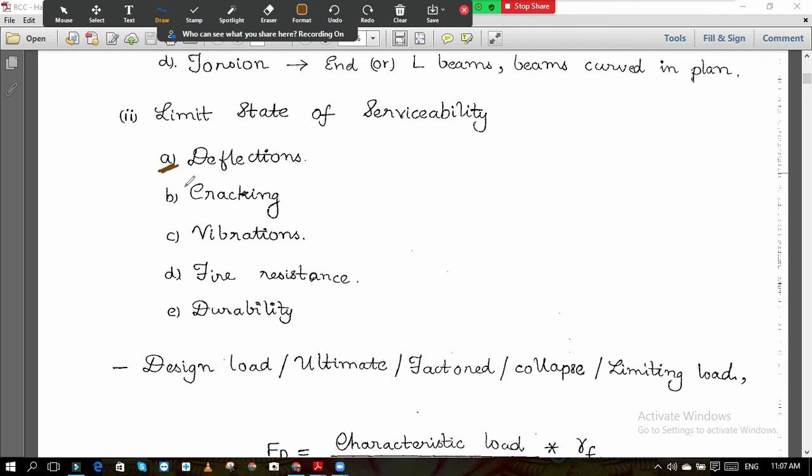So that is the thing, that we always use the formula depth is equal to what? Span upon something. Okay, span upon maybe some constant is there, 20, 30, 26, 23. Modification factor is also there. Okay, this is taken by considering this deflection criteria. Okay, next is the cracking.